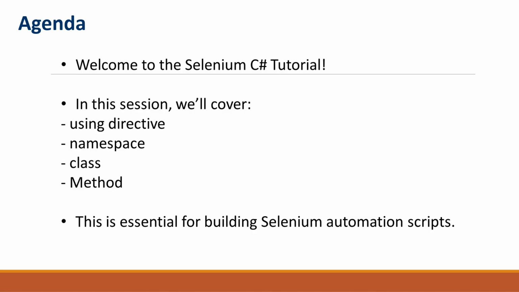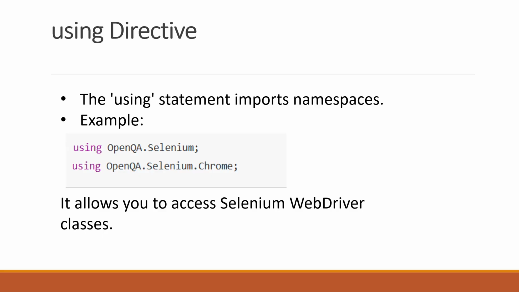In this section, we are going to cover the definitions of using directive, namespace, class, and method. This is essential for building Selenium automation scripts. And the first one is the using directive.